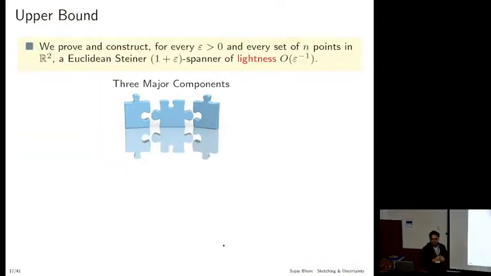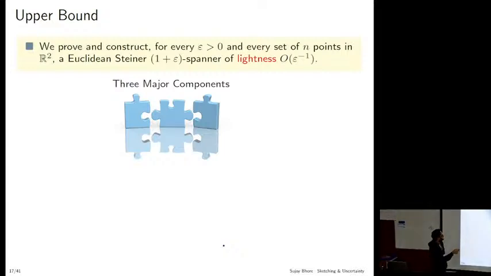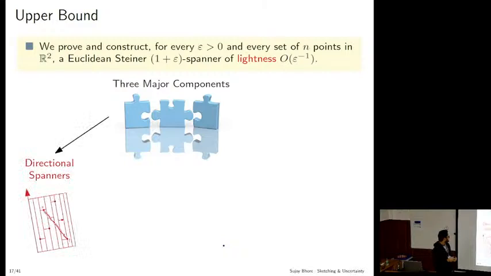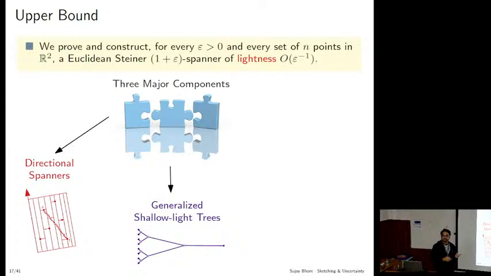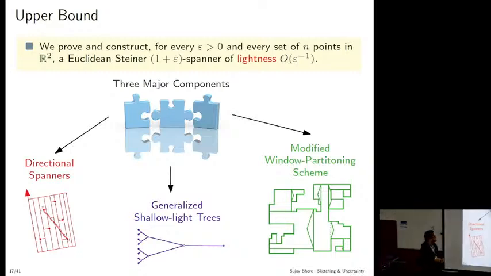Let me move to the upper bound, and it's a nice geometric construction. We show that in 2 dimensions, for every set of points, you can claim the lightness 1 over epsilon, and this is tight. This uses actually 3 components. One component is directional spanner. The second component is a generalized notion of shallow light trees. And the third component, window partitioning scheme, is a very commonly used computational geometry tool. We modify it a bit, so we call it modified window partitioning scheme.